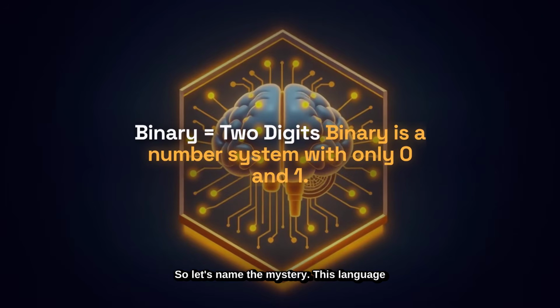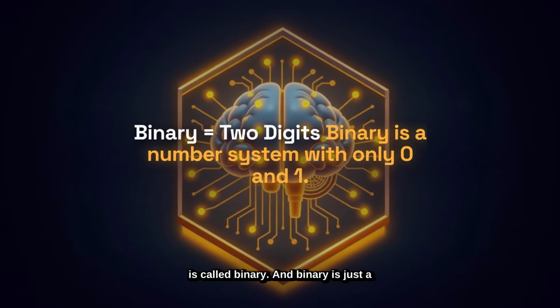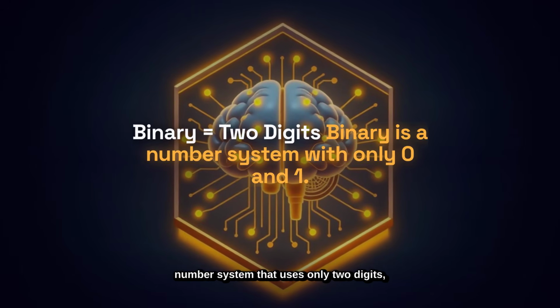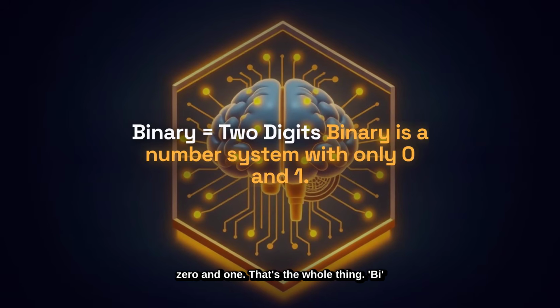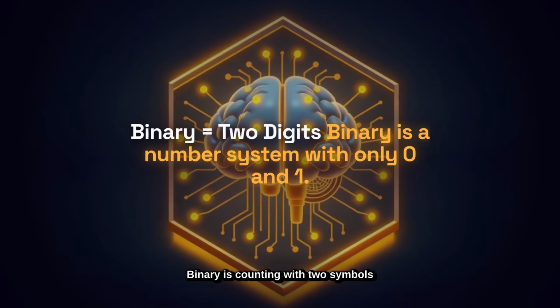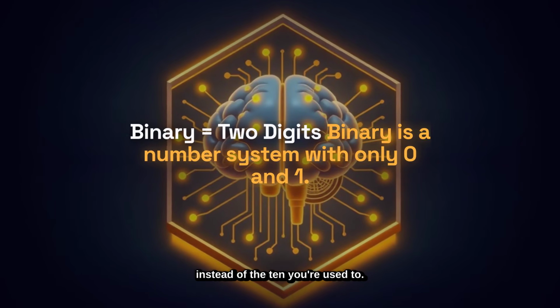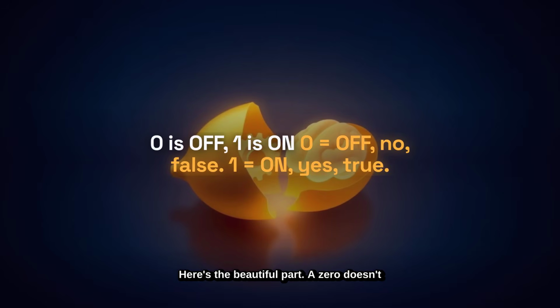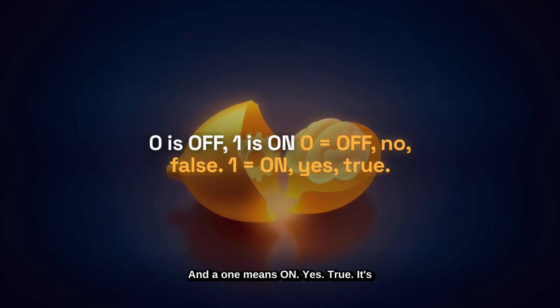So let's name the mystery. This language is called binary. And binary is just a number system that uses only 2 digits, 0 and 1. That's the whole thing. Bi means 2, like a bicycle has 2 wheels. Binary is counting with 2 symbols instead of the 10 you're used to. Here's the beautiful part. A 0 doesn't just mean 0. It means off, no, false, and a 1 means on, yes, true.